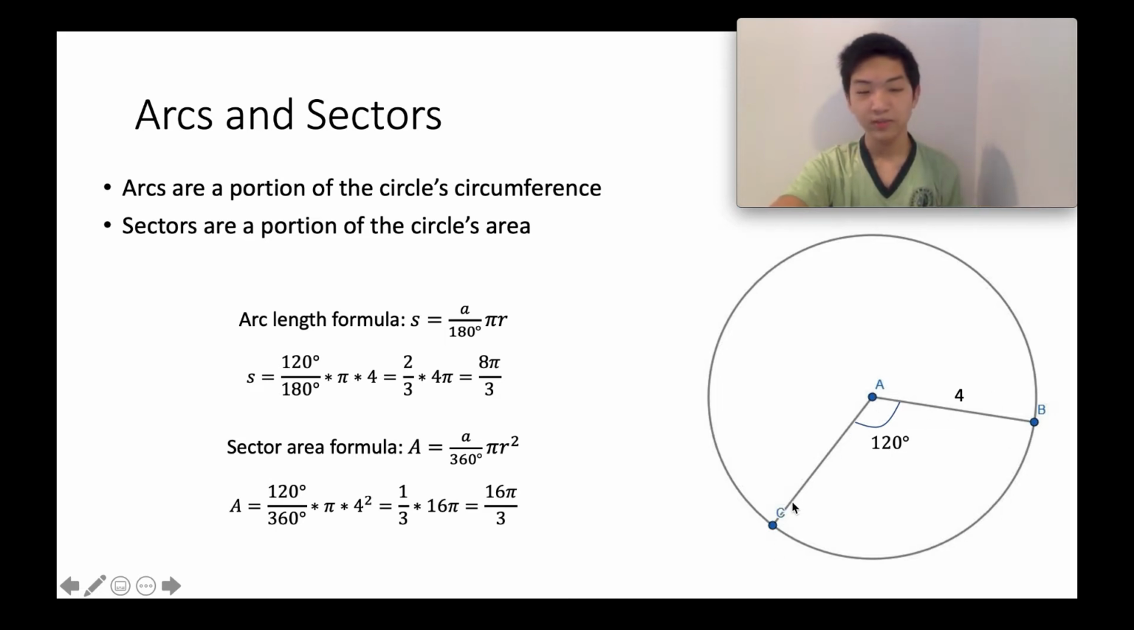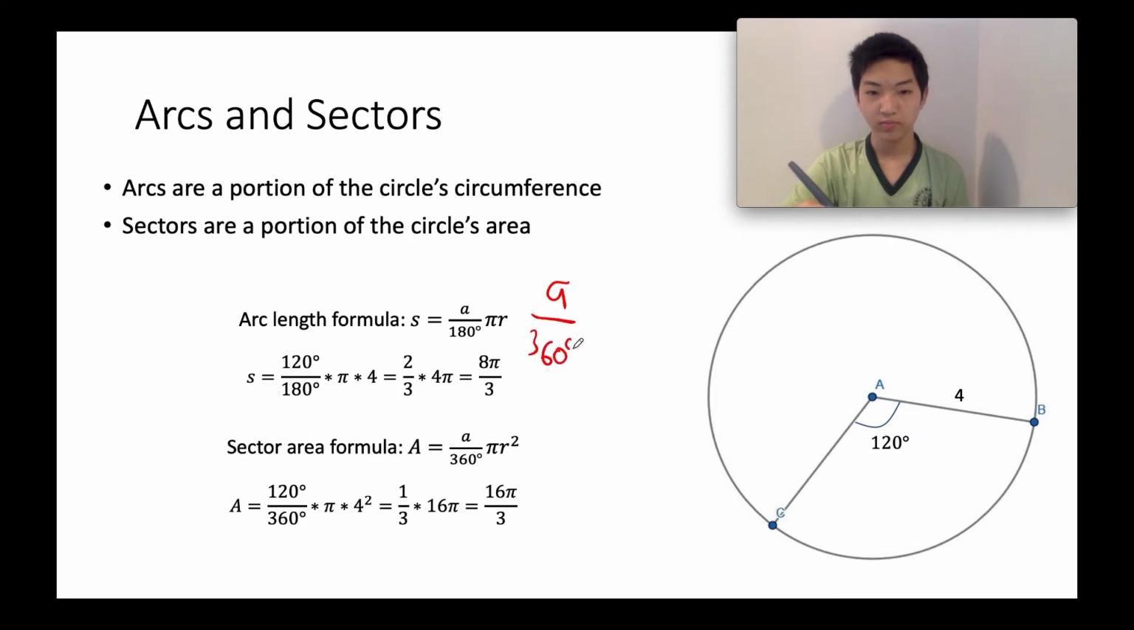To find the length of an arc, we have this formula here: alpha, which would be the central angle, divided by 180 degrees, times pi times r. You'll notice that this is similar to the formula for the circumference of the circle. And we could actually write it in an alternative form as alpha divided by 360 degrees times 2 pi r, which is just the circumference of the circle.